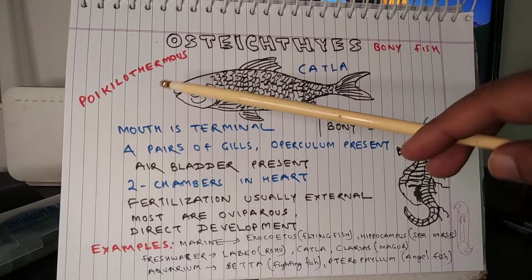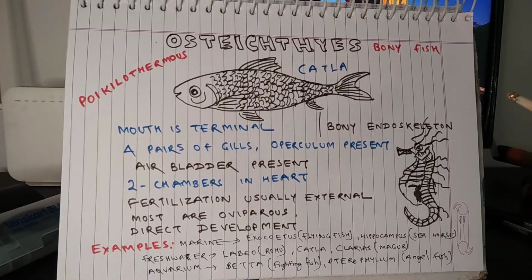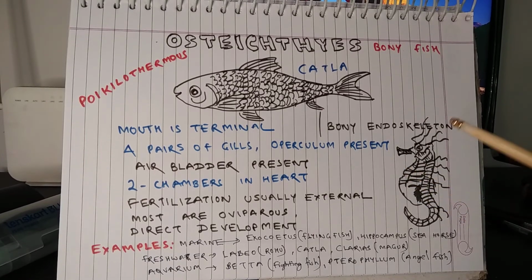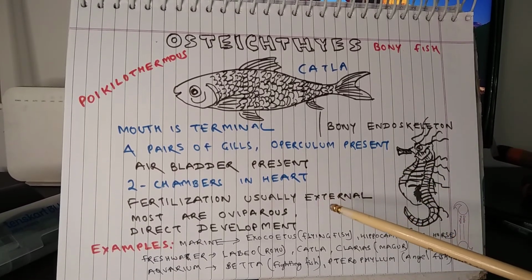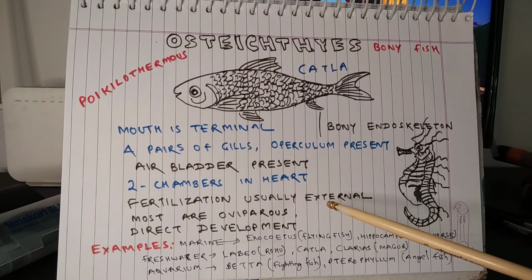And these are poikilothermous animals, which means that these are cold-blooded animals. They cannot maintain their body temperature. Fertilization is usually external. Most of these animals are oviparous and development is direct.